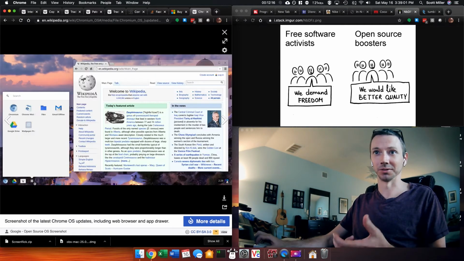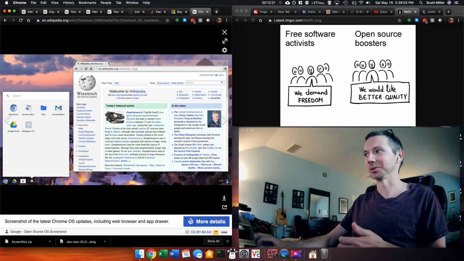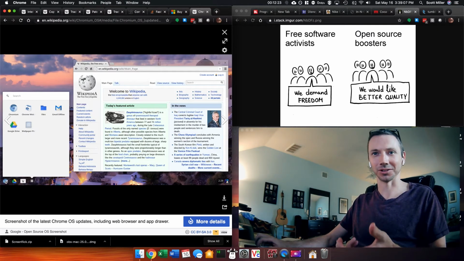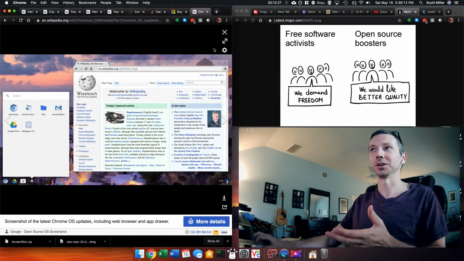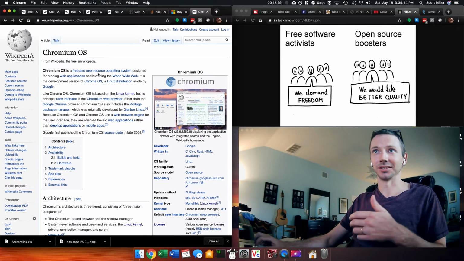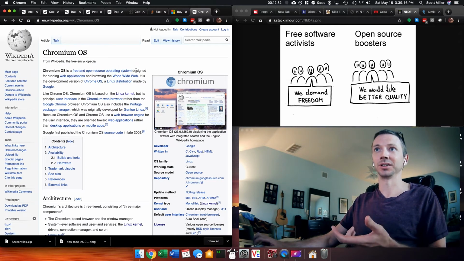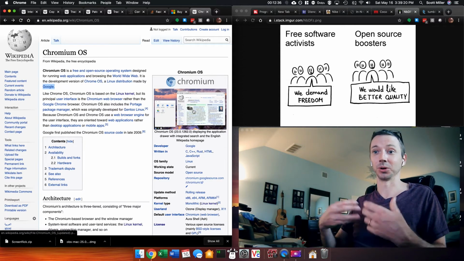So this is a picture of using the Chrome OS, and it's similar to Windows and Mac OS, right? You've got a start menu type thing and applications and windows that you open and close. Chromium OS is a free and open source operating system that is made by Google. It's the basis for their Chromebooks.